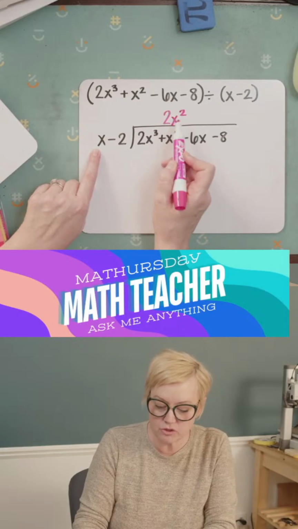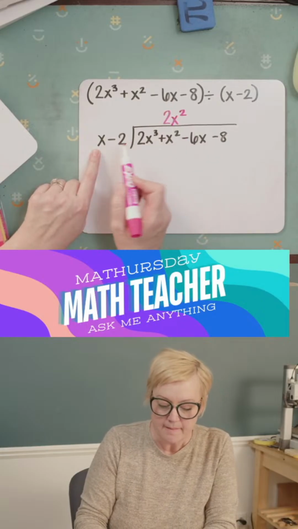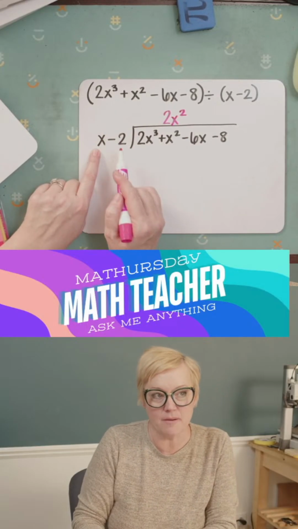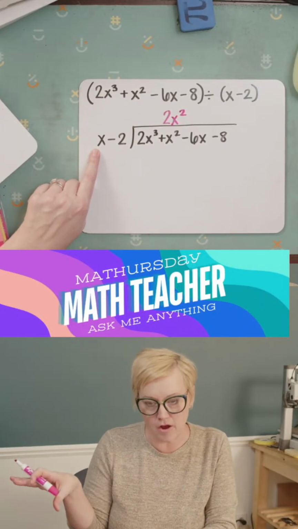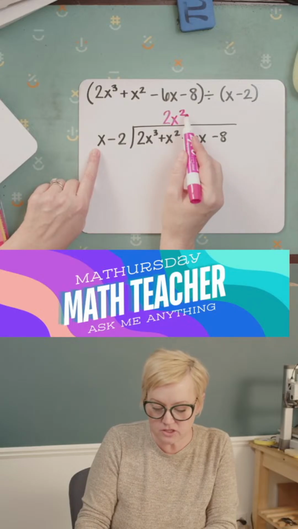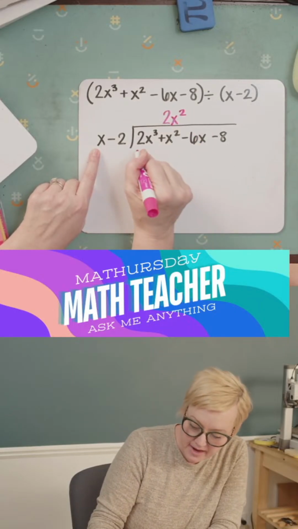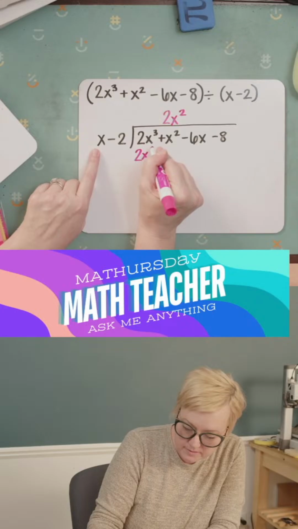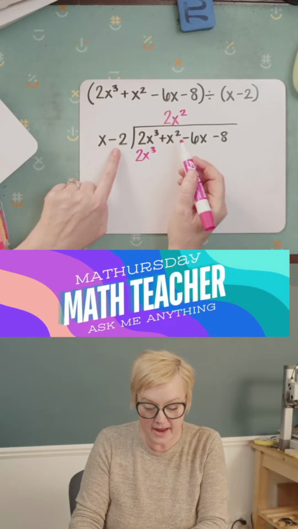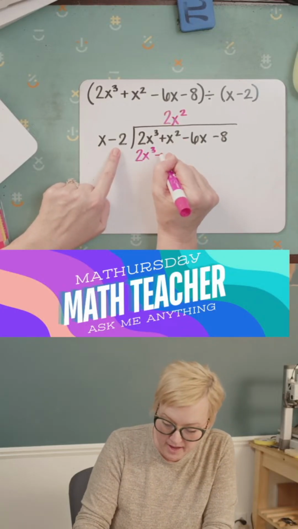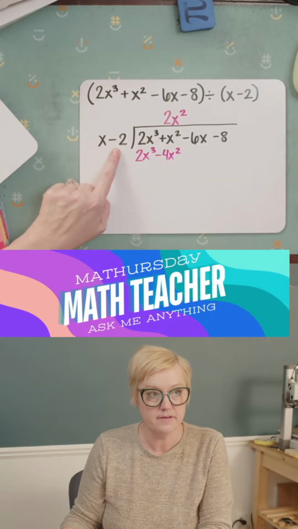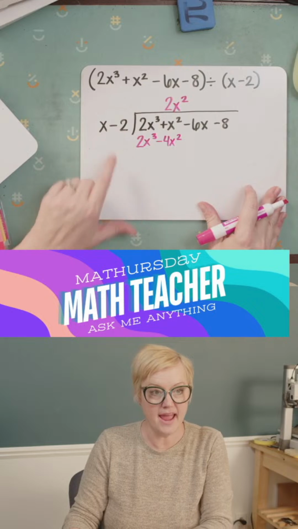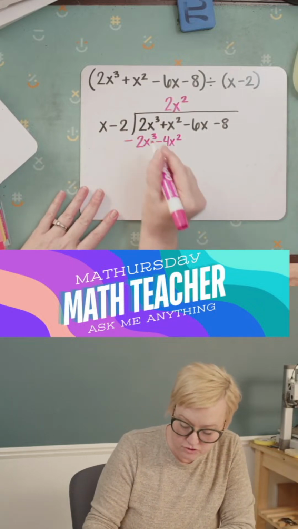Now I do 2x squared times x minus 2. I'm not letting this -2 really dictate what I'm trying to do. It's just along for the ride. So I have 2x squared times x, that gives me 2x cubed. But then I also have to do this -2, so minus 4x squared. And now I subtract.